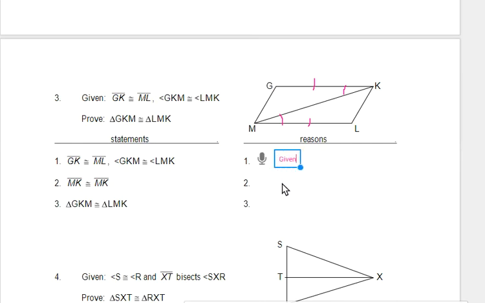Again, we'll start with our given information. For reason number 2, MK is the shared side between these triangles, so we can mark that. And that reason, anytime something is equal to itself, is the reflexive property. And then we have 2 sides in each triangle and the angle in between, congruent. So this would be our SAS, side angle side postulate.